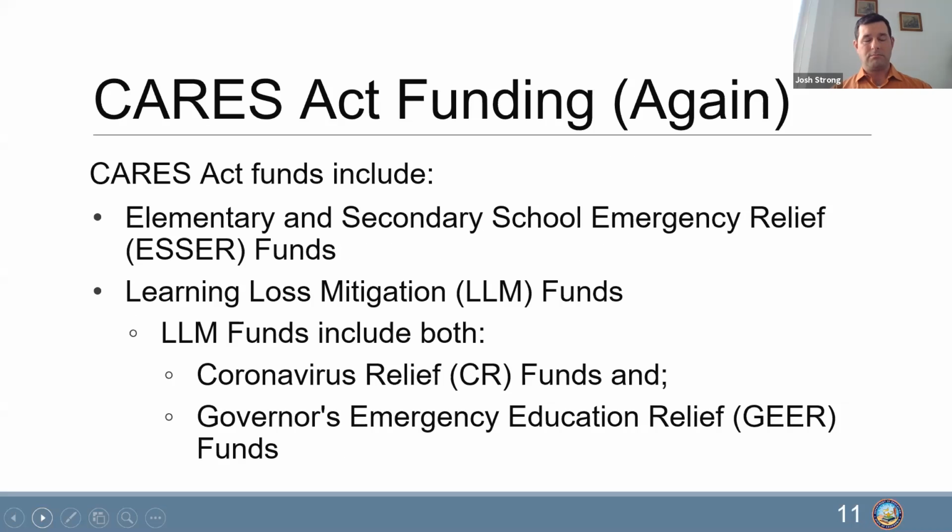Just again, so that everybody understands, CARES Act funding includes the ESSER funds and the LLM funds, which incorporate coronavirus relief and the GEER funding. Next slide, please.